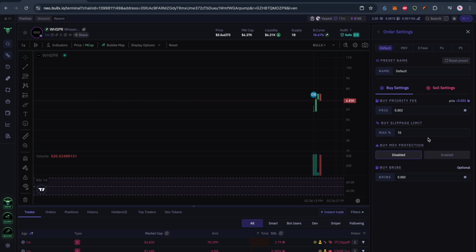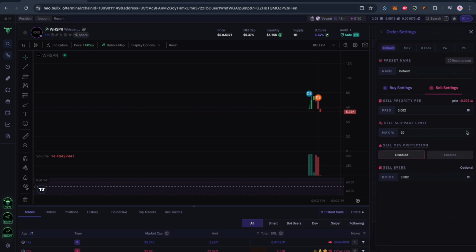But yeah, also here you can see the current live bribe fees, 0.001. Mine is 0.002, which is above the bribe fee. So my bribes are higher than the average right now, meaning my transaction should be ahead of other people's. Same thing goes for the settings. The only difference is that my slippage is higher because I want my transaction to have a bigger window to be able to go through.